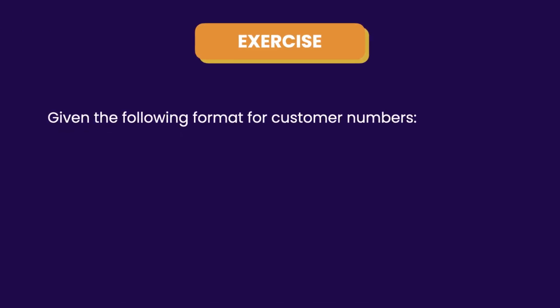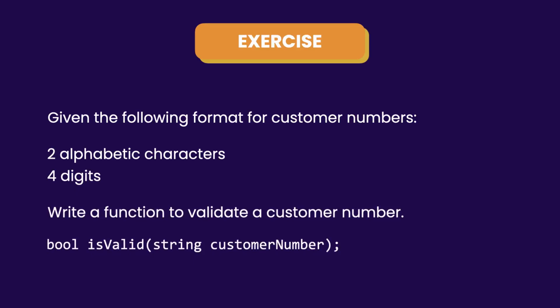All right, here's a little fun exercise for you. Assume that the customer number should have 2 alphabetic characters followed by 4 digits. Write a function to validate a customer number. So your function should take a string and return a boolean. So spend a couple minutes on this, then come back and see my solution.